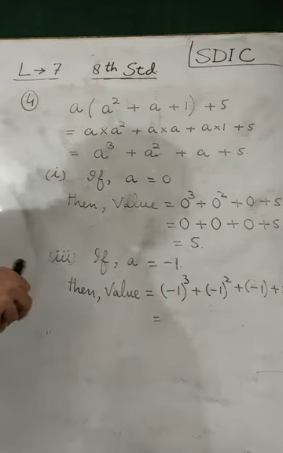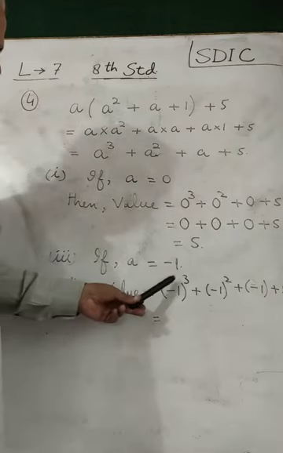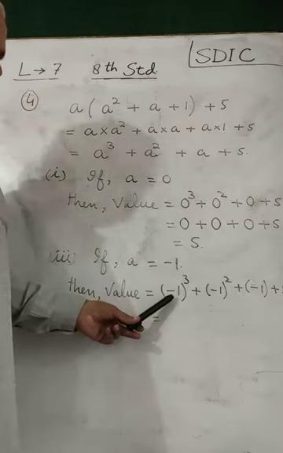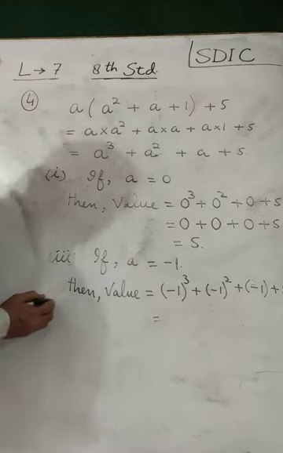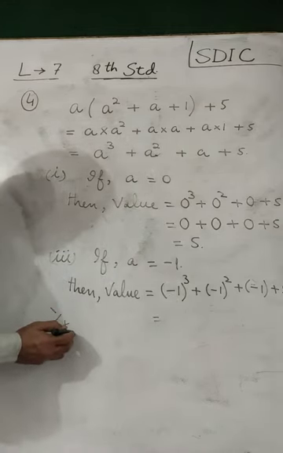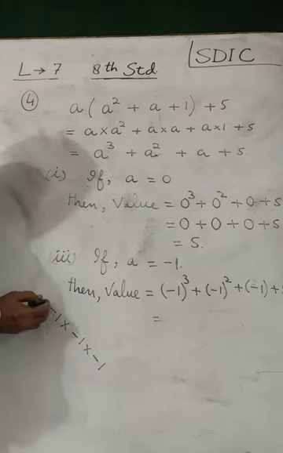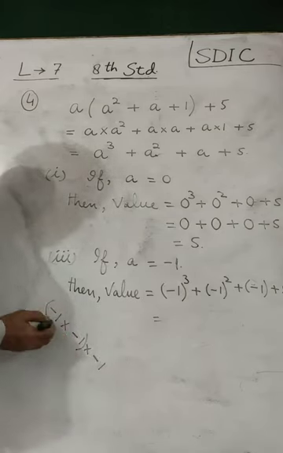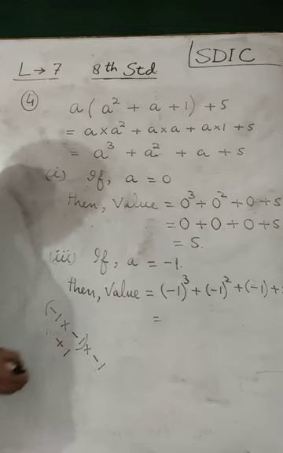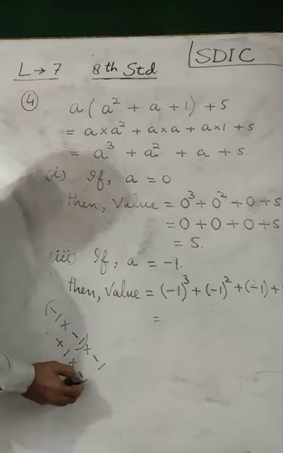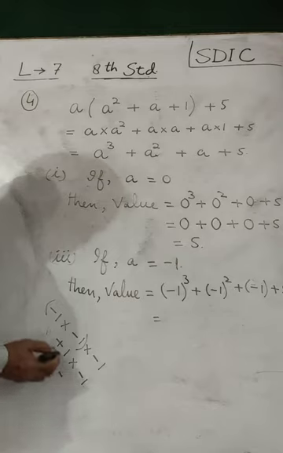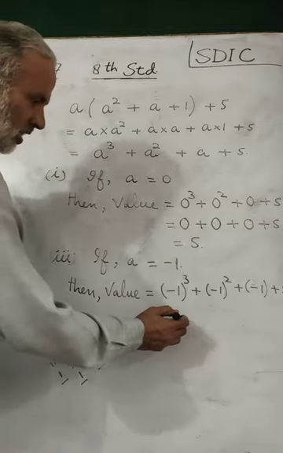Now simplifying this. What does this cube tell us here? That you have to multiply this minus 1 three times. It will be minus 1 multiplied by minus 1 multiplied by minus 1. Three times you have to multiply. Out of 3, when you multiply 2, you will get plus 1, minus minus is plus, 1 ones are 1. Multiplied by the third minus 1 also, then it will be plus times minus is minus, 1 ones are 1, minus 1.